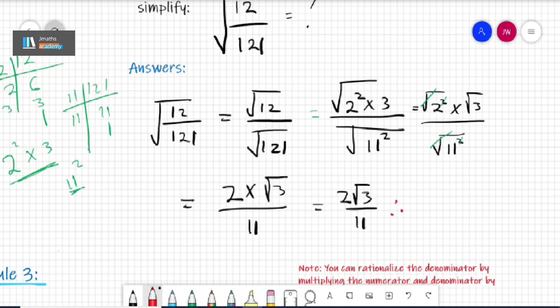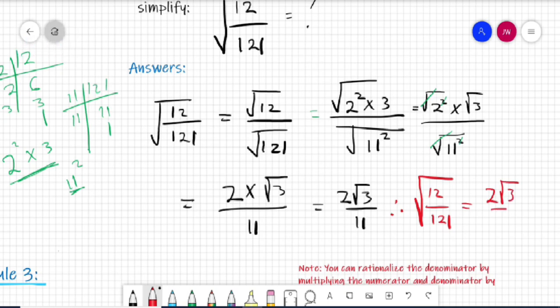And therefore, the square root or the single root of 12 over 121 can be expressed as 2 root 3 over 11 in surd form. And that's our final answer.